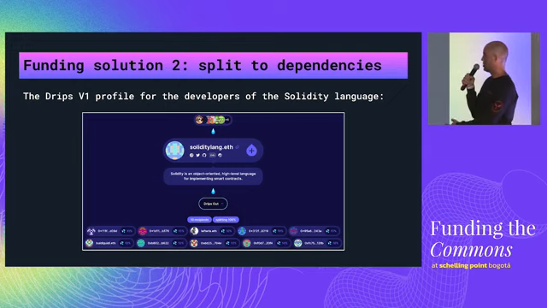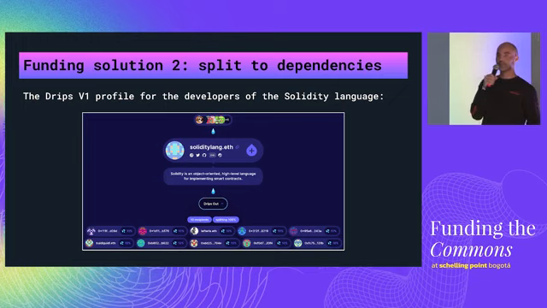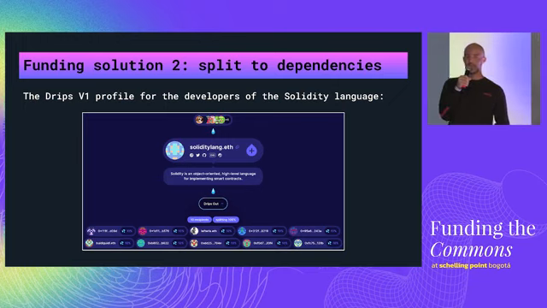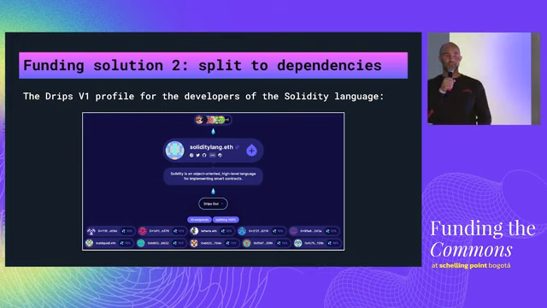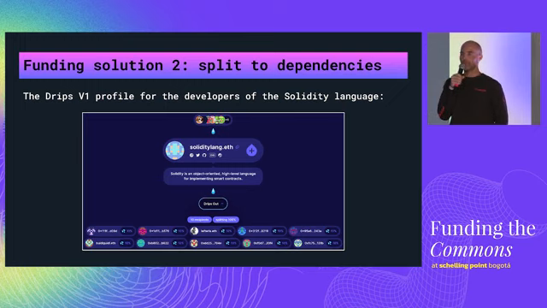This screen shown here is actually from the Drips v1 app at drips.network. You can go see this if you want to today. When we created the first version of Drips, we reached out to a number of teams in Web3. One of them was the Solidity language team, the team that develops the Solidity language. Probably a lot of you have used it. And we asked them to participate in this funding game.